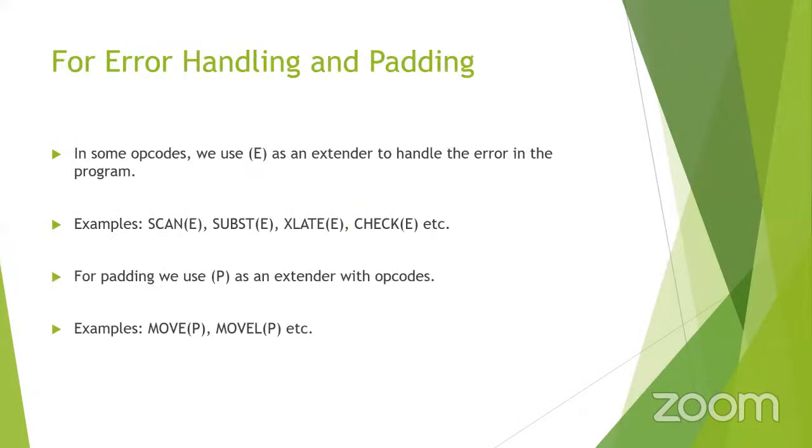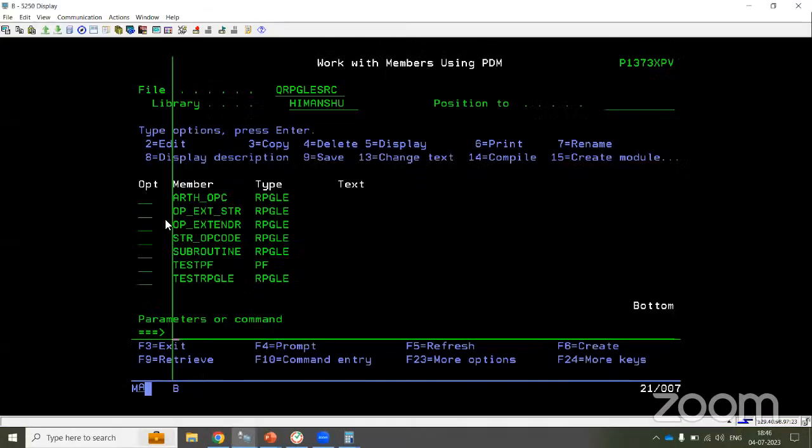Now for error handling and padding. For error handling, we use the E extender, and for the padding, we use the P. Mostly padding we will do in MOVE, MOVEL, XLATE, and the error handling we use the E extender with the SCAN E, SUBST E, XLATE E, CHECK KEY. So just go in the debug mode again with the opcode external.